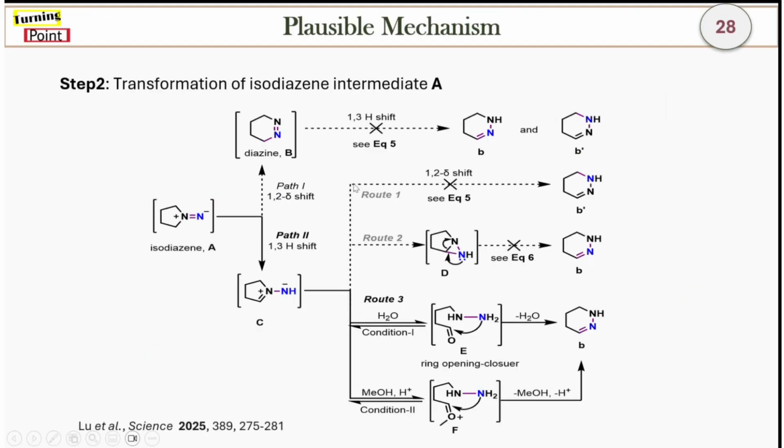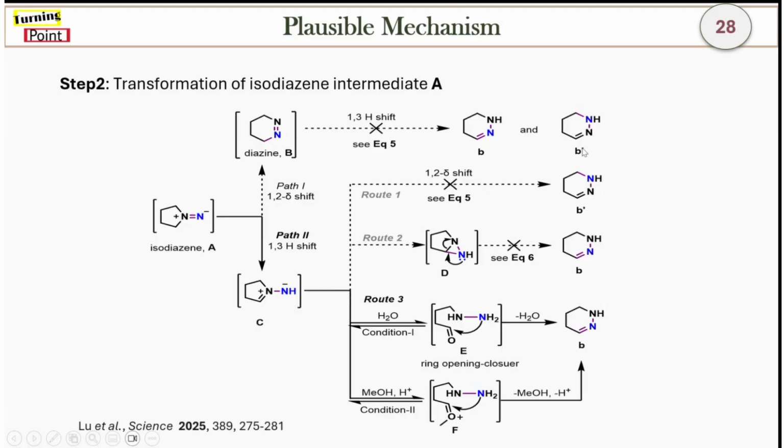After formation of this isodiazene intermediate, there are two possibilities. The first possibility is that through 1,2 sigma migration, it can form this diazene intermediate, or through a 1,3 hydrogen shift it can form this 1,3 dipolar intermediate. If it goes through this path 1, in this case the diazene intermediate has 2 nitrogens which are equivalent in nature. So after this, there is a possibility of both types of product formation.